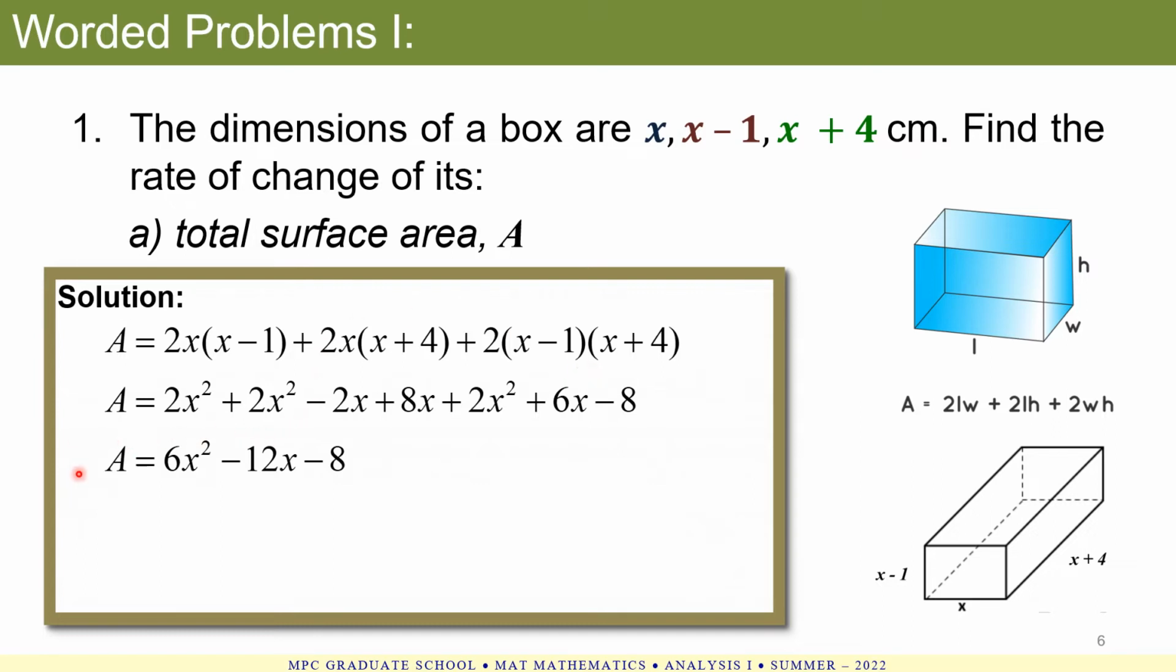Now this is the area of the box, but we need to find the derivative of it. So the derivative will be 12x minus 6 using the power rule, and the unit will be centimeter. So 12 times x minus 1 centimeter squared over centimeter.